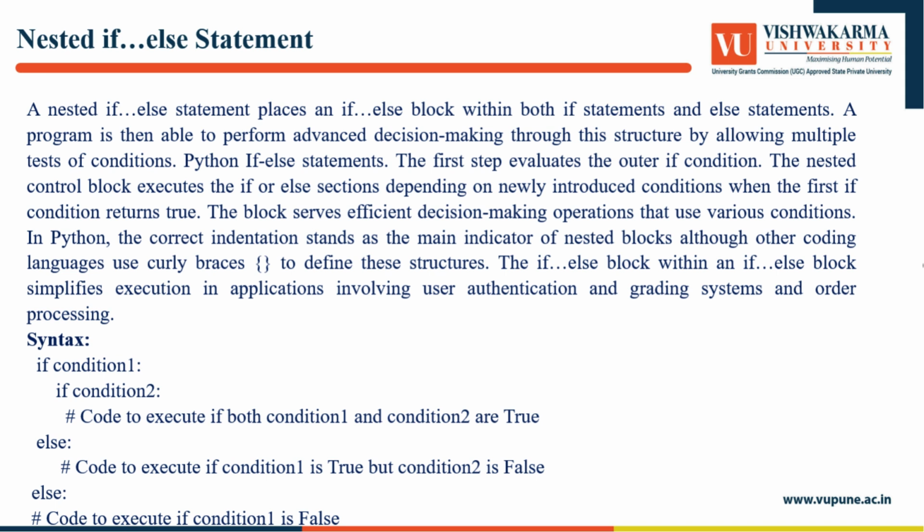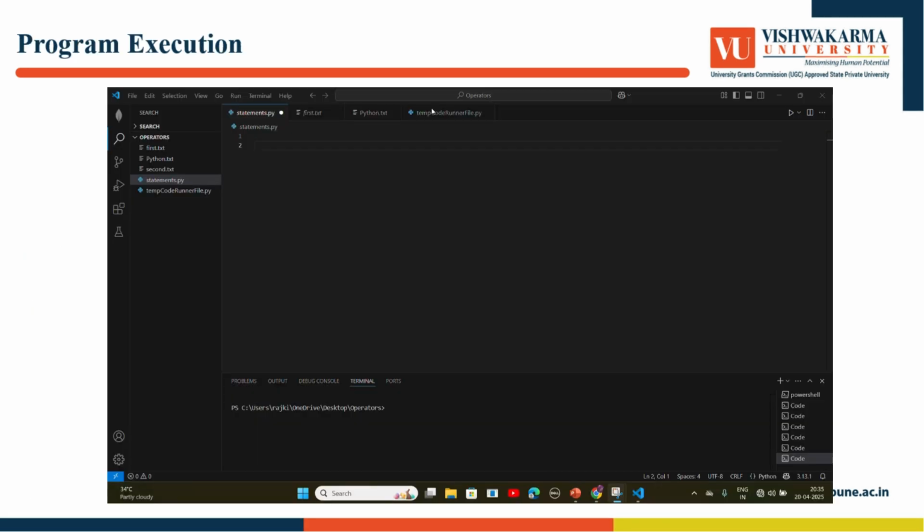How it works: first, the outer if condition is checked. If it's true, then the inner if else block is checked. If the outer condition is false, the program skips the inner block and goes to the outer else. Now let us understand nested if else statement with an example.